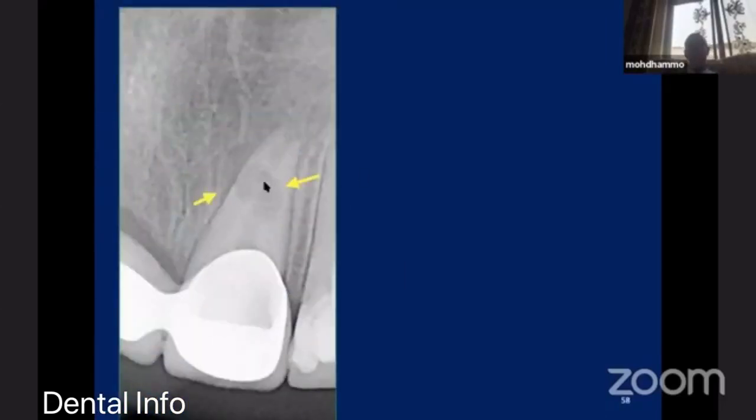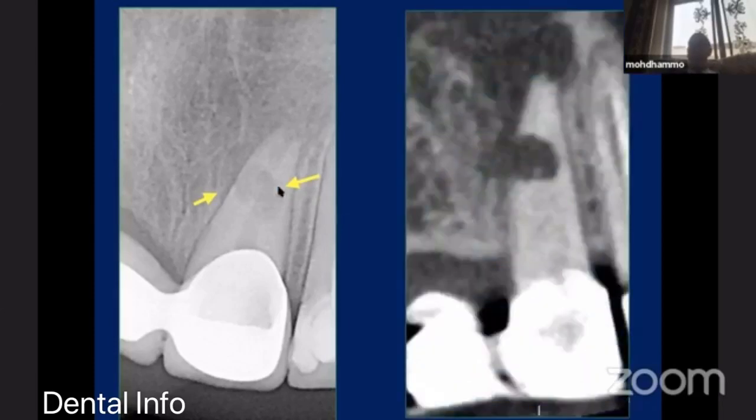Another case here, we have resorption. Is it internal or might it cause perforation? I could not guess. I will ask for CBCT. CBCT told me we have perforation here.